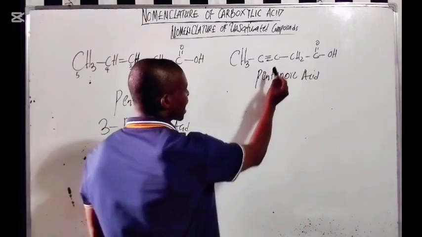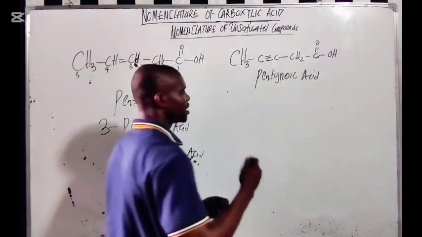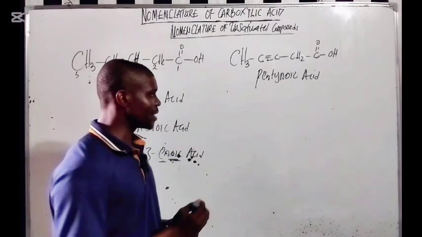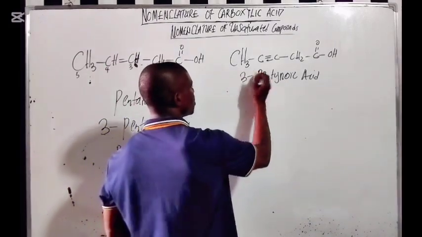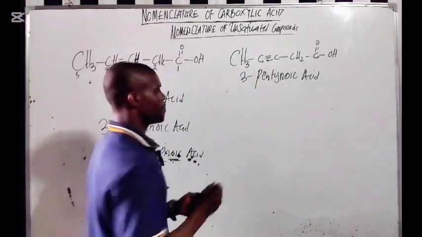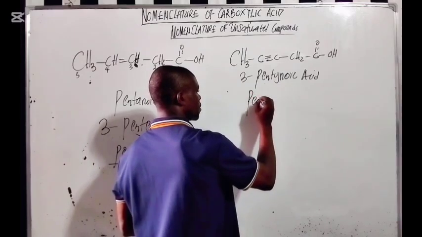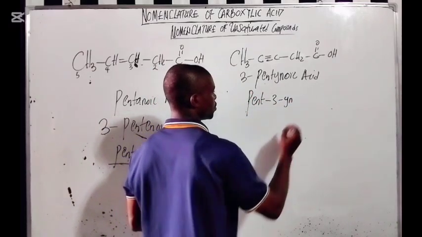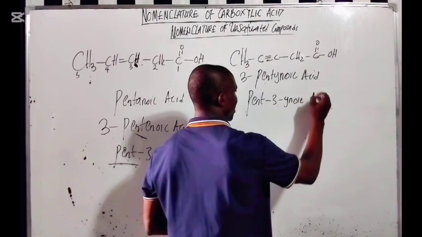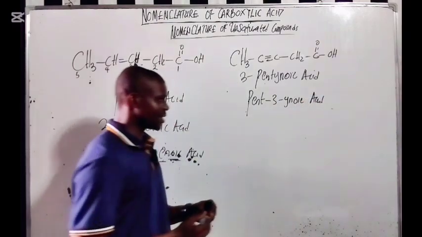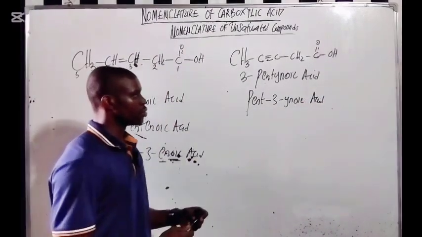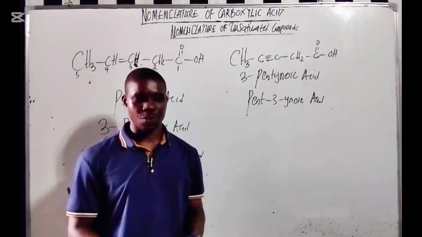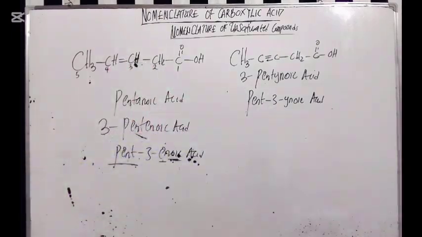Remember, I can number 1, 2, 3. That's where I have my triple bond. So it's going to be 3-pentynoic acid, or you can say pent-3-ynoic acid. These are things you need to pay attention to when you are naming unsaturated carboxylic acids.